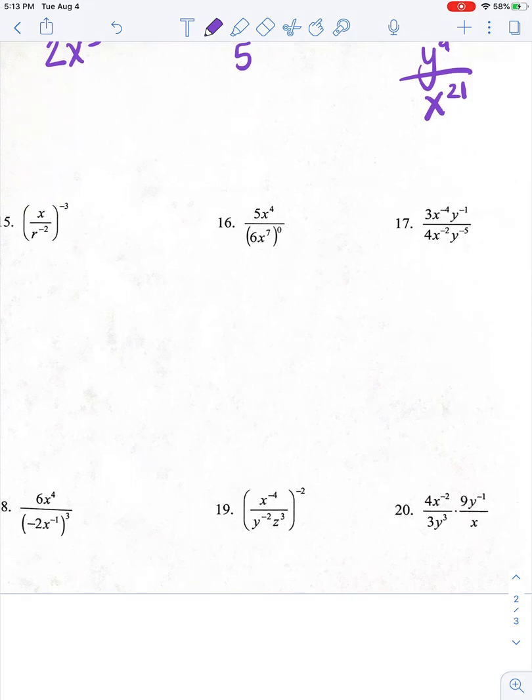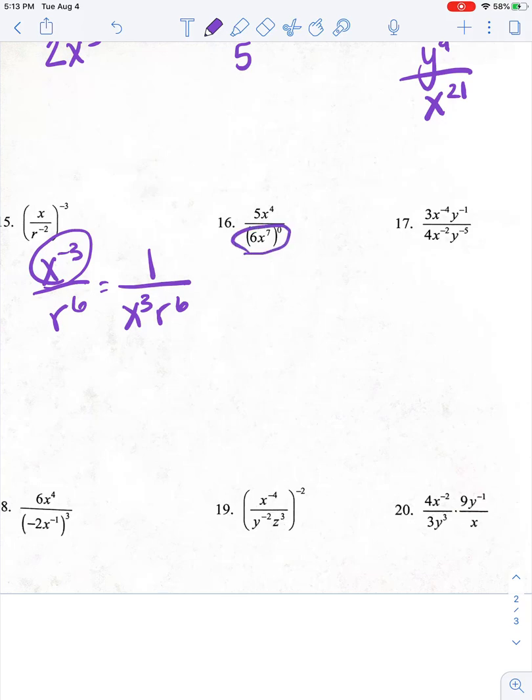So for number 15, again, power to a power, I multiply. So that's x to the negative 3 and r to the positive 6, which means I only have to move that one. And the r to the 6 stays down there, and I put a 1 on top.